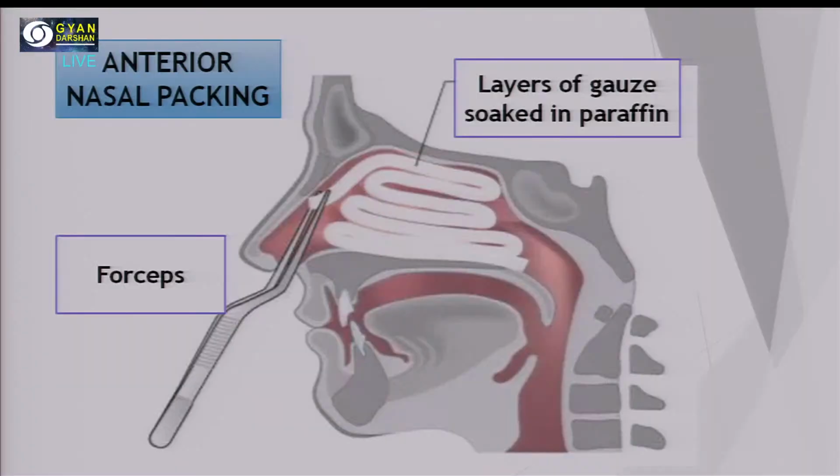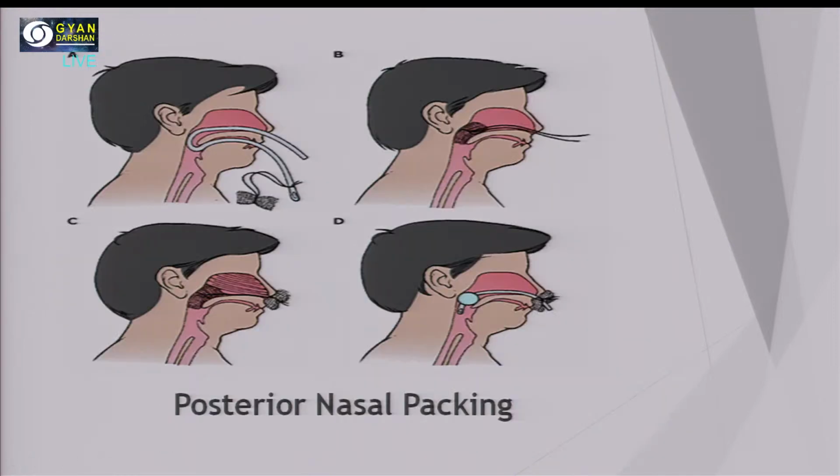This is a diagram which shows the anterior nasal packing. The layers of gauze are soaked and held with forceps. They are introduced in the nose if anterior nasal packing is required. For posterior nasal packing, a tube is usually introduced and the pack is inserted in the posterior side of the nose, and then it is fixed in place with the help of the lumen and the tube.